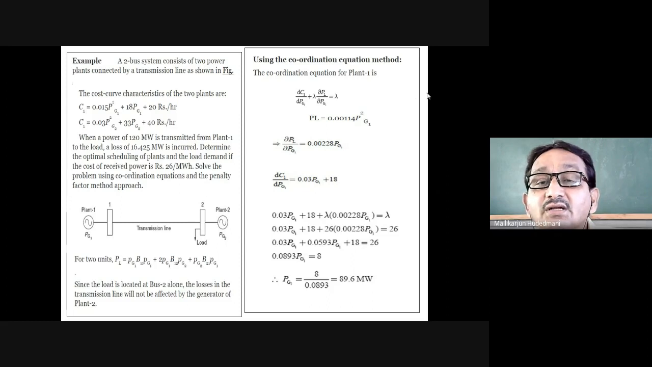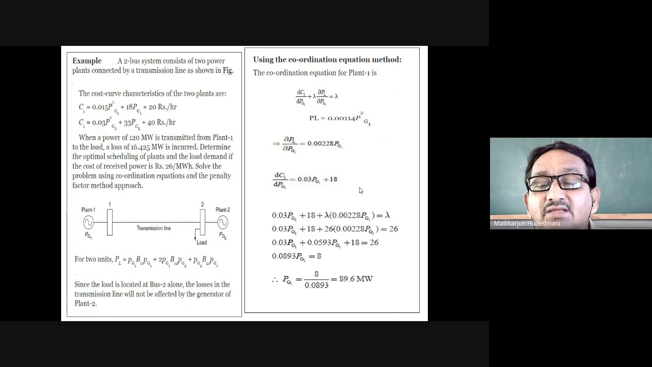Here also a similar thing. A 2-bus system was given to you, with cost functions, and you have been given lambda 26 rupees per megawatt hour. Then the coordination equation, one of the derivations we come across: incremental fuel cost plus lambda into ∂PL by ∂Pg1 equal to lambda. This kind of equation. This is not there for us, but you can go through this problem, which I am sharing with you here itself.